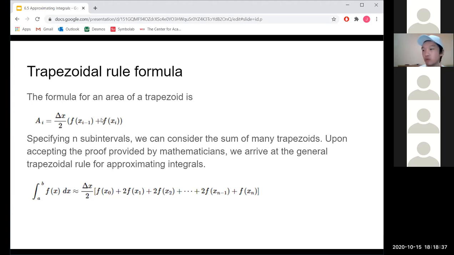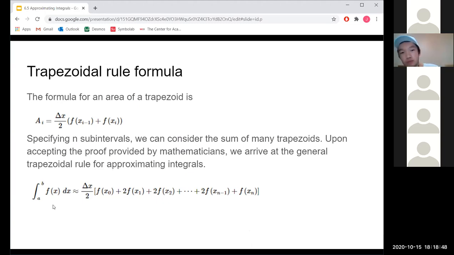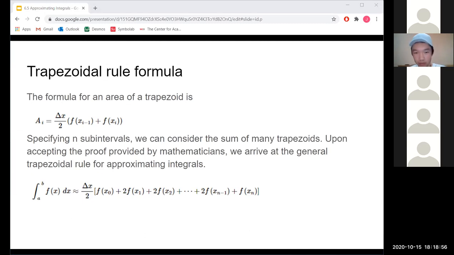And then if you were to sum up a bunch of trapezoids, you would get the following formula on the bottom here. So there's many steps to this formula. If you want to see the proof, we're not going to go over it because I don't think any of you guys care. So we're just going to leave it at that. Copy down this formula and then we'll just talk about the features and how to use it. So let me just give you guys a second.